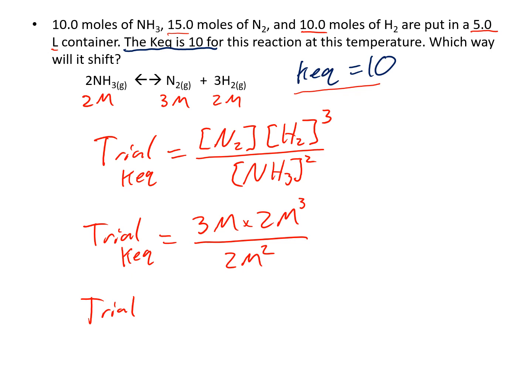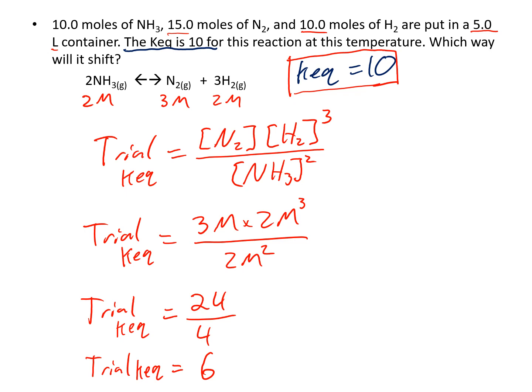Trial KEQ: 2 cubed is 2 times 2 is 4, times 2 again is 8. 8 times 3 is 24. 2 times 2 is 4, so trial KEQ equals 6. Now, the real KEQ is 10. The real KEQ is 10.